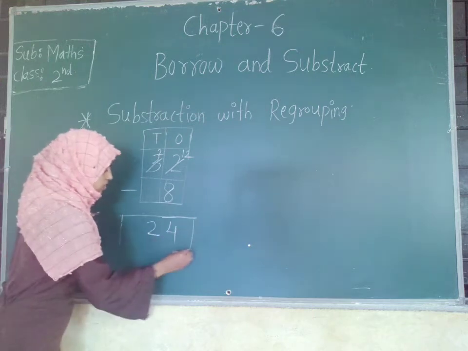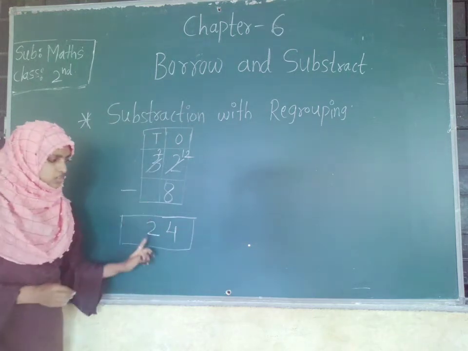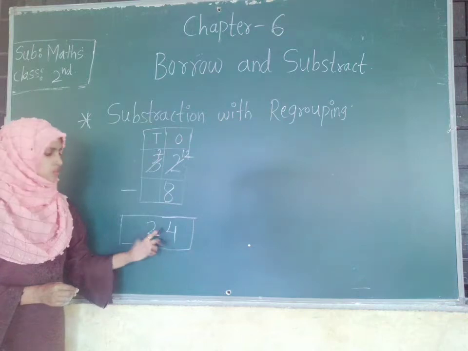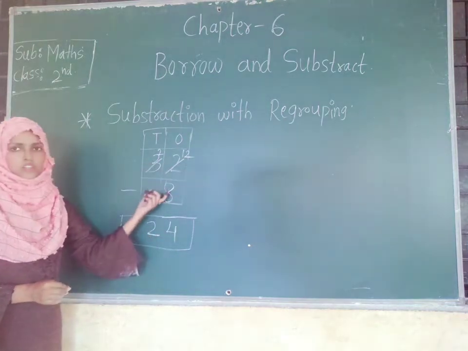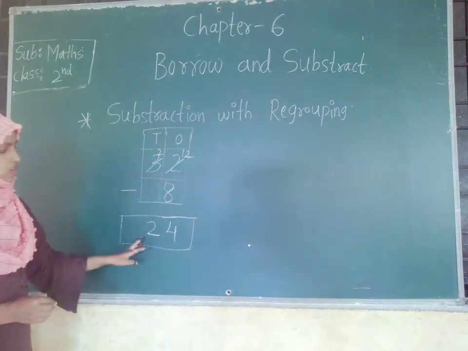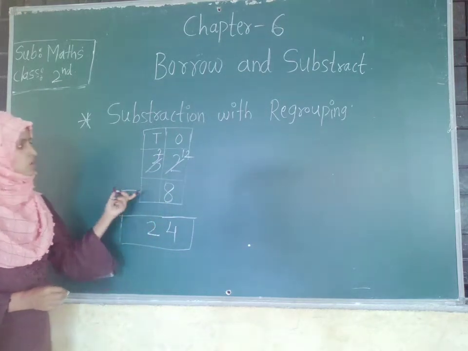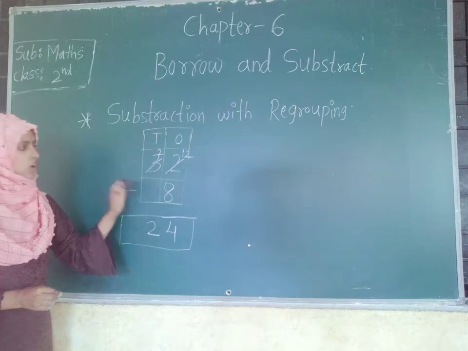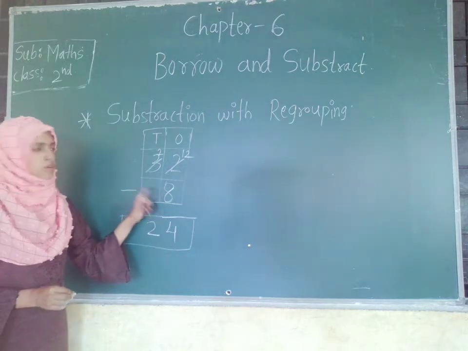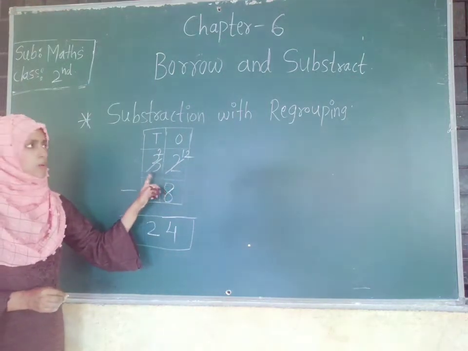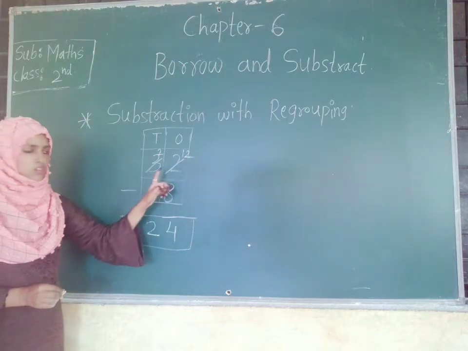So the difference of these two numbers is equal to how much? 24. The difference is known as the result of this subtraction. So 24 is the difference of these two numbers. Understood how to subtract a 1-digit number from a 2-digit number with borrow? Understood?